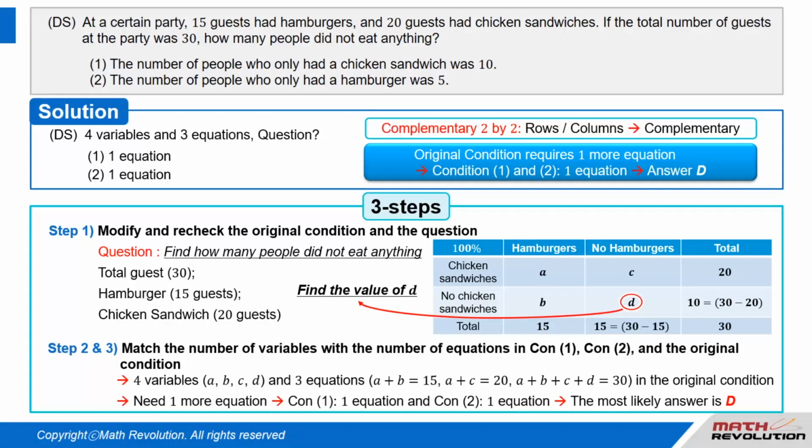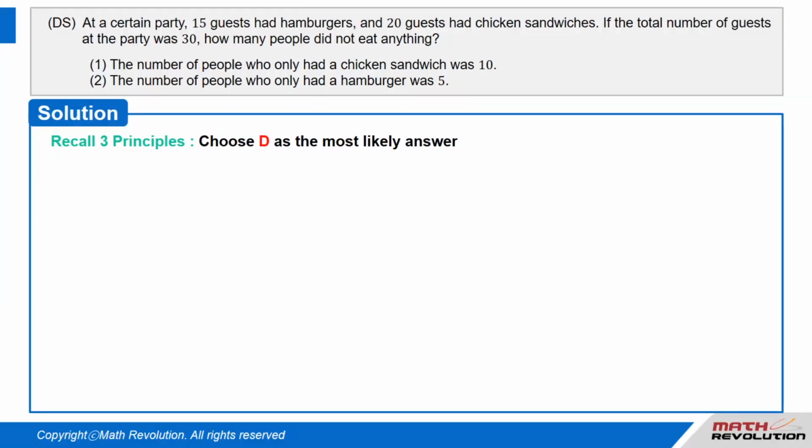Follow the second and third steps. From the original condition, we have 4 variables, A, B, C, and D, and 3 equations. A plus B equals 15, A plus C equals 20, and A plus B plus C plus D equals 30. To match the number of variables with the number of equations, we need one more equation. Since conditions 1 and 2 will provide one equation each, D would most likely be the answer. Recall 3 principles and choose D as the most likely answer.